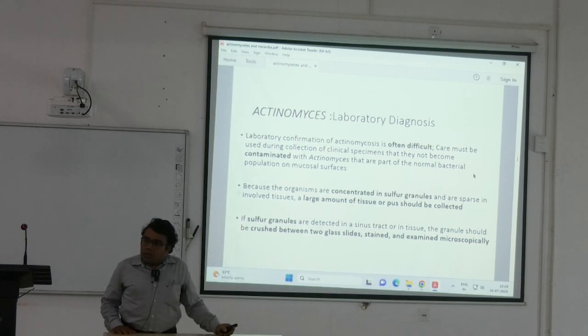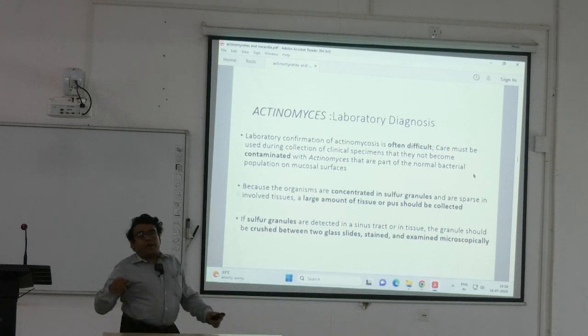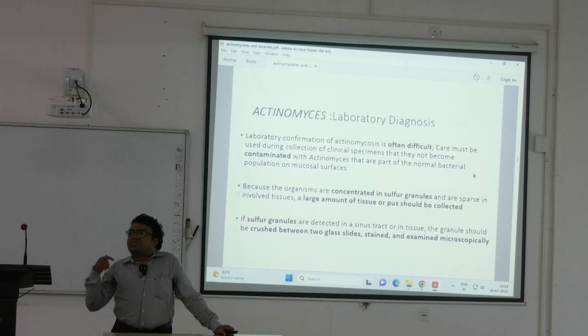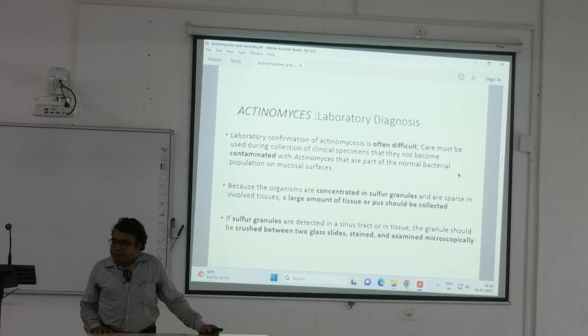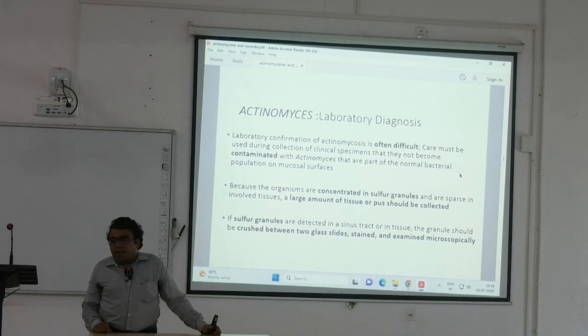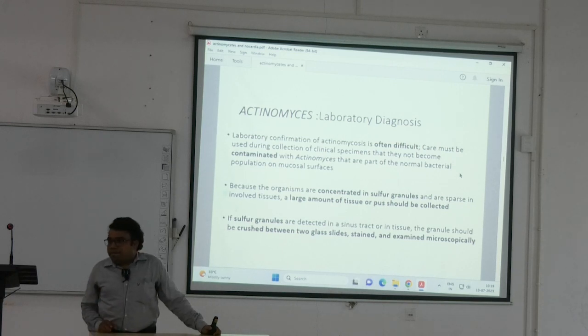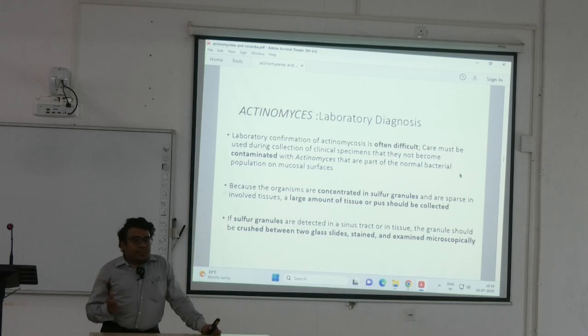Understood? So, what would be the best sample? The best sample would be, we have to take out the pus or the suppurative material from the lesion. And these lesions will have these so-called sulfur granules. Now, these sulfur granules, I have already said, they are aggregates of the bacteria. So, that would be the best sample.